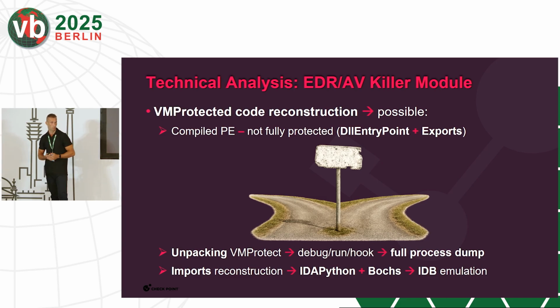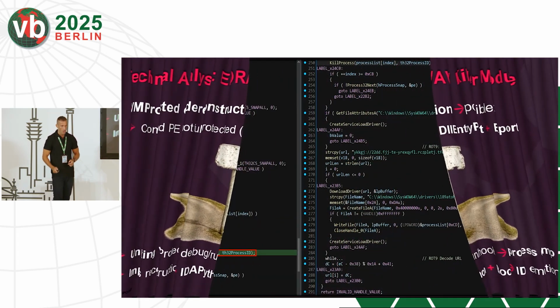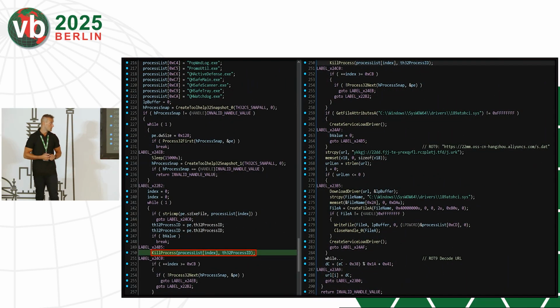And as we had a full process dump, we had everything. We had the sample, it was unpacked, and all libraries that were needed for the import reconstruction or resolving were in the memory. So we used IDA Python to automate the emulation. And yeah, we got something beyond just a satisfying result. Let's check it. And look at this beauty.